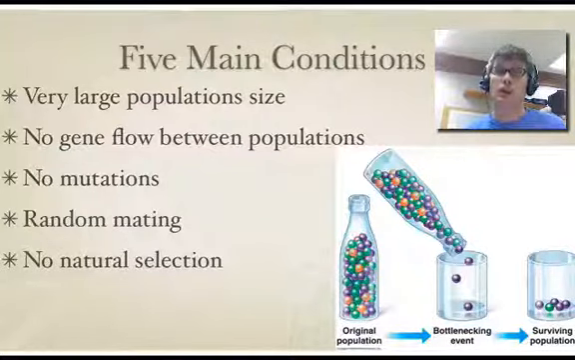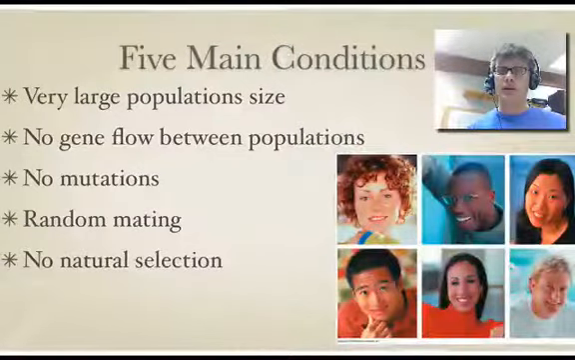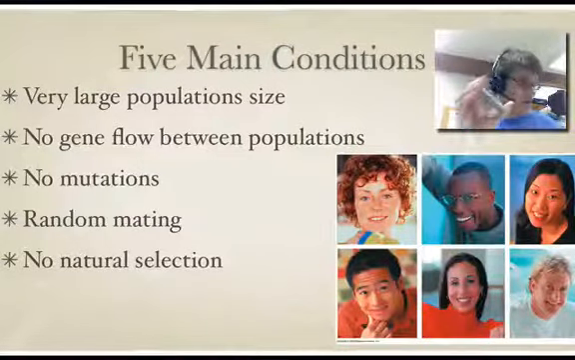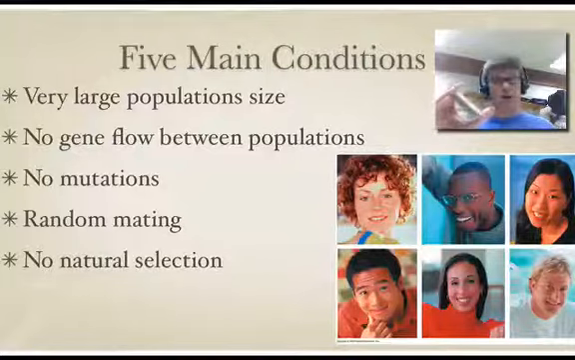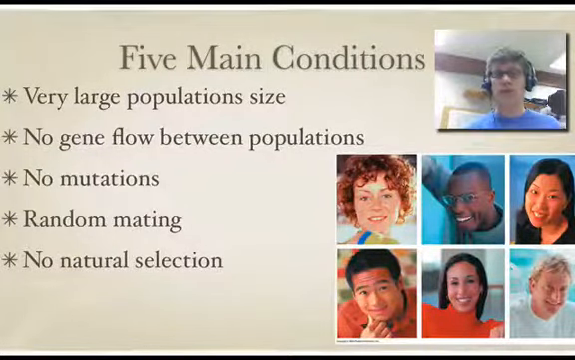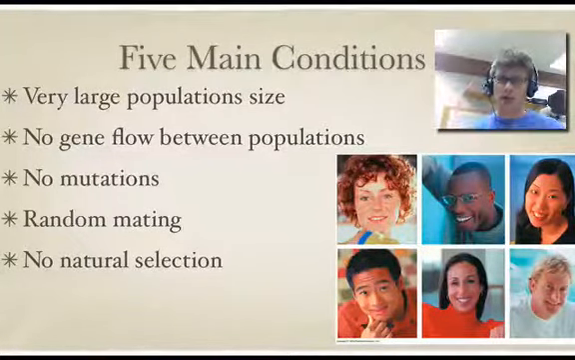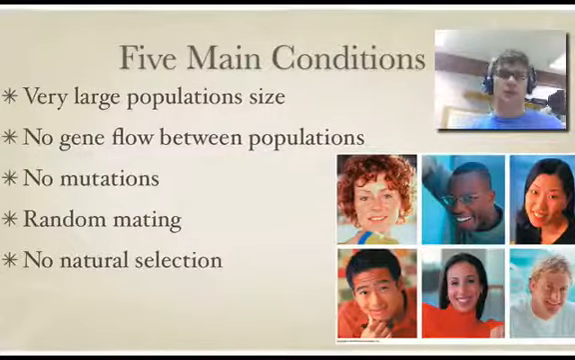And so in order to maintain Hardy-Weinberg, you have to have a large population size. You also can't have gene flow. In other words, if I were to have this deck of cards and then grab a new card from another population and put it in here, that would change my frequencies as well. And so Hardy-Weinberg only stays the same if we maintain these 5 things. You can't have gene flow in. You can't have immigration or emigration.